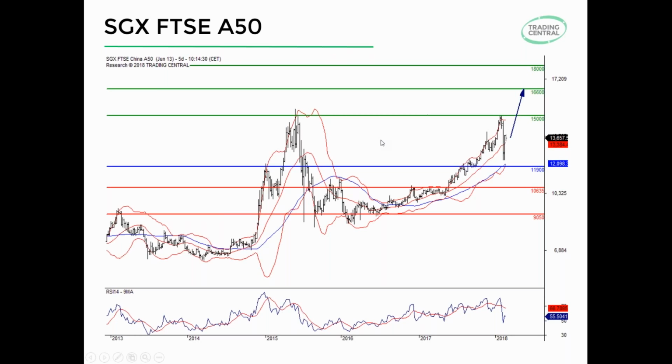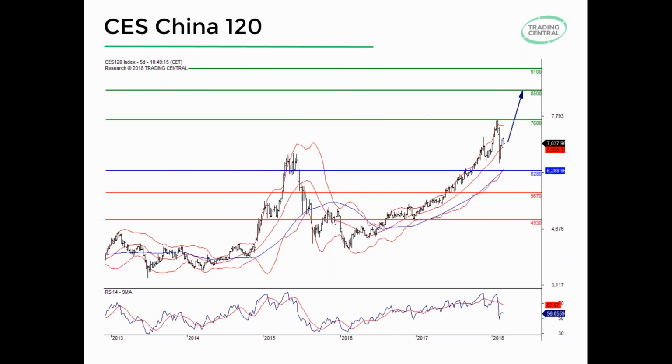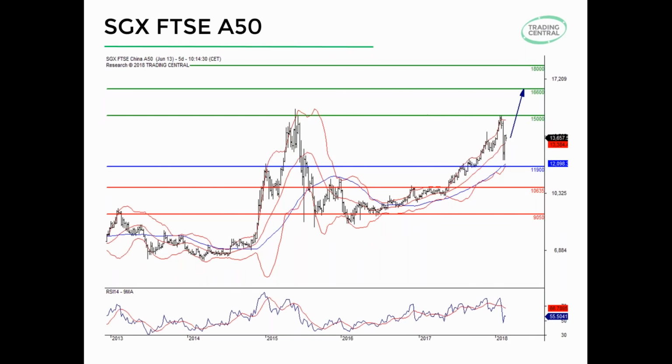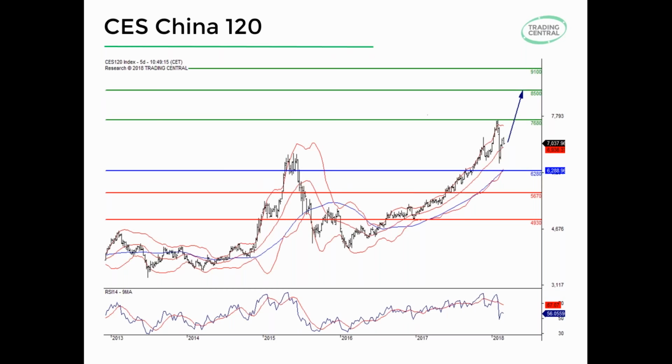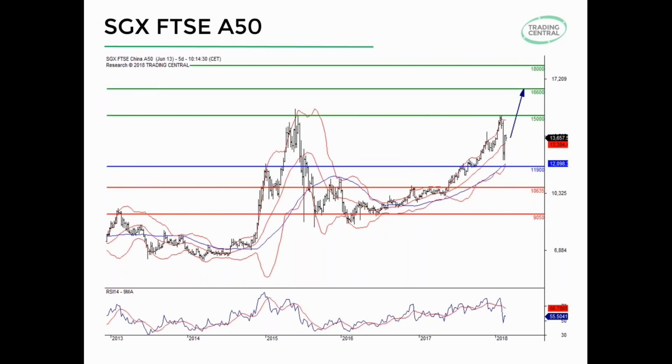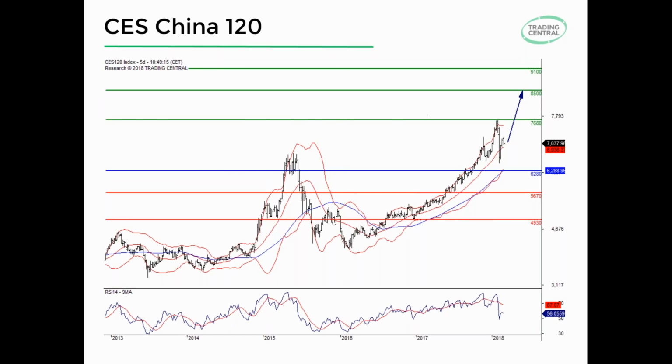Another China index is the CSI China 120. Okay, it shares the same shape, in fact the same shape as the A50, as you can see. All right. So now we are confident that it will break its previous high at around 7,680, and then go up to 8,500. This is our long-term view.